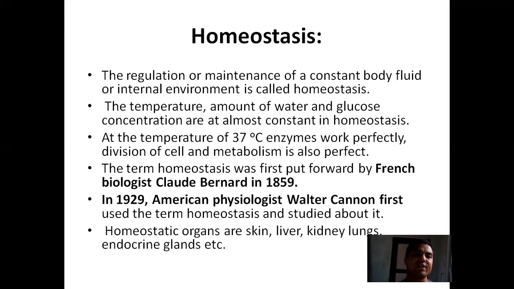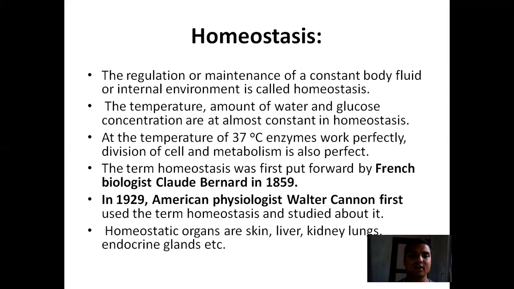Homeostasis. The regulation or maintenance of a constant body fluid or internal environment is called homeostasis. The temperature, amount of water and glucose concentration are almost constant in homeostasis. At the temperature of 37 degrees Celsius, enzymes work perfectly, and cell division and metabolism are also perfect. The term homeostasis was first put forward by French biologist Claude Bernard in 1859. In 1929, American physiologist Walter Cannon first used the term homeostasis and studied it.